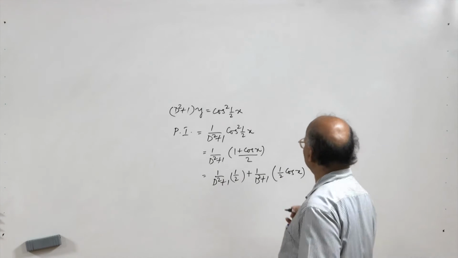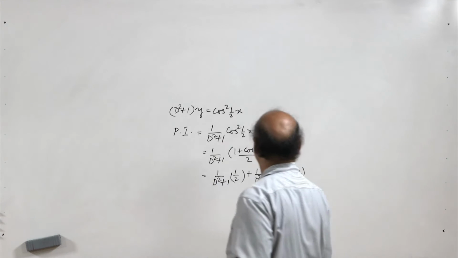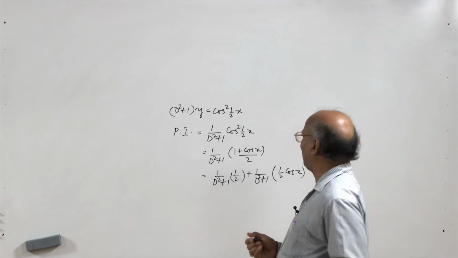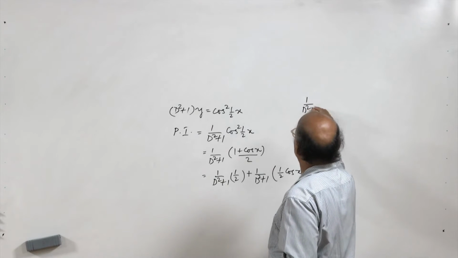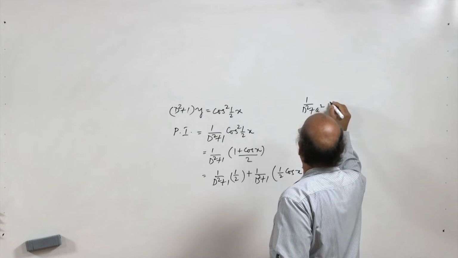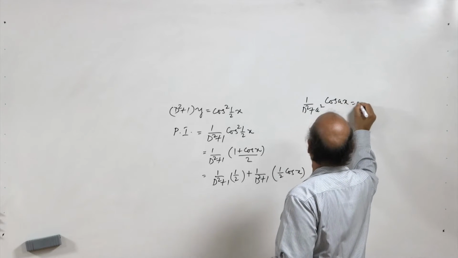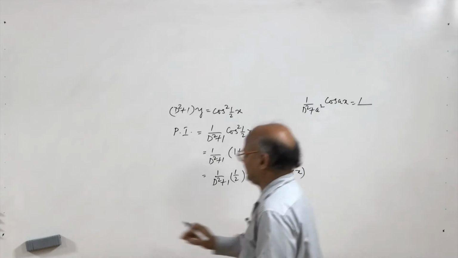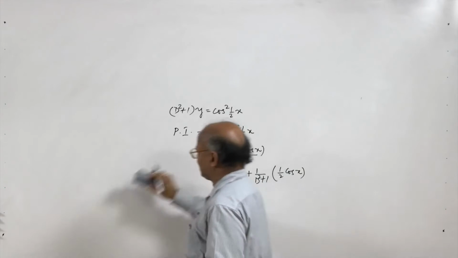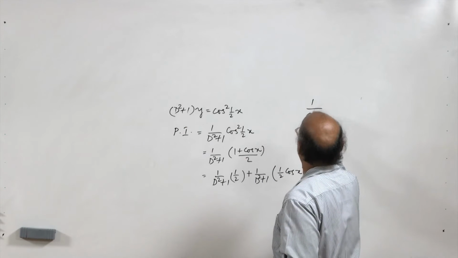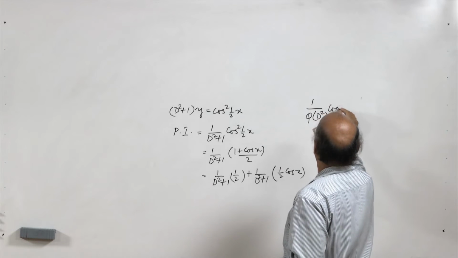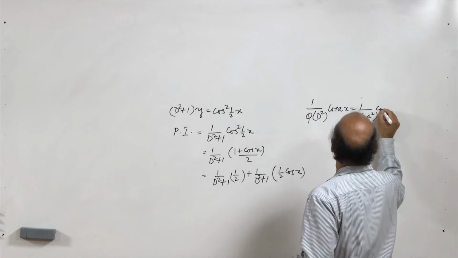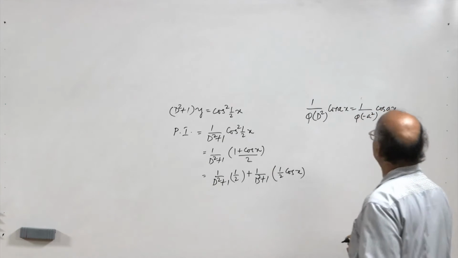we have to find the particular integral for 1 by d square plus 1 cos x, but 1 by d square plus 1 cos x cannot be found from the formula 1 over phi d square, where phi d square cos ax is equal to 1 over phi minus a square cos ax.